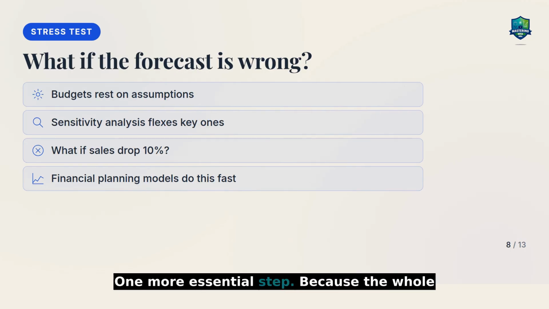One more essential step. Because the whole budget rests on assumptions, smart teams stress test it. Sensitivity analysis, or what-if analysis, asks how the plan changes if a key assumption moves. What if sales come in 10% below forecast? What if material costs jump? Financial planning models, built in software, let finance flex these variables and instantly see the effect on profit and cash. A budget with a sensitivity analysis attached is far more useful than a single rigid set of numbers because the future never matches the forecast exactly.